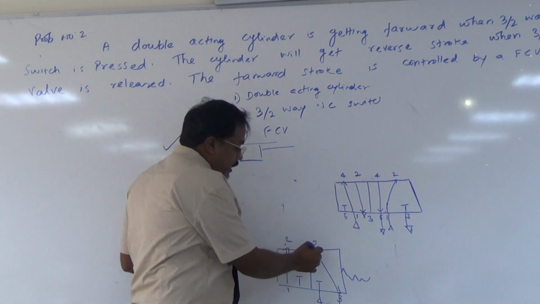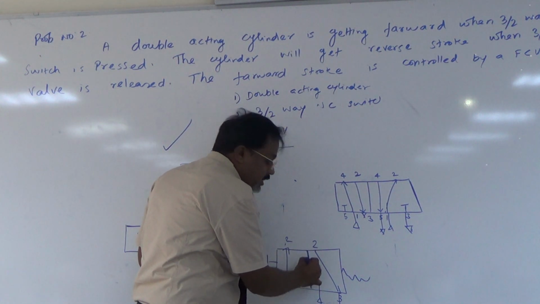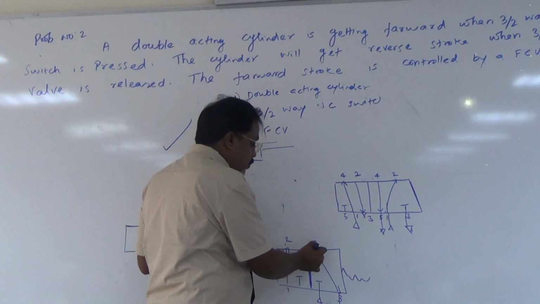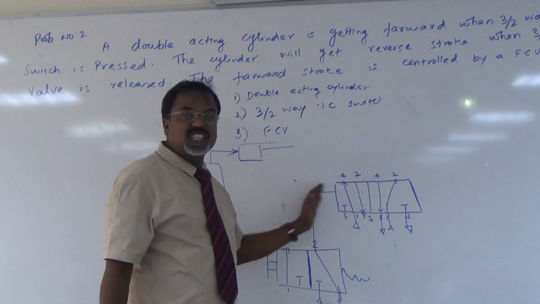You have to connect always the right side part. This is the right side part. What I mean? This is 2 position. Normally closed position. Normal position only. Normal position symbol only. You have to connect. Okay. So you have to connect. So this, when you are going to give.